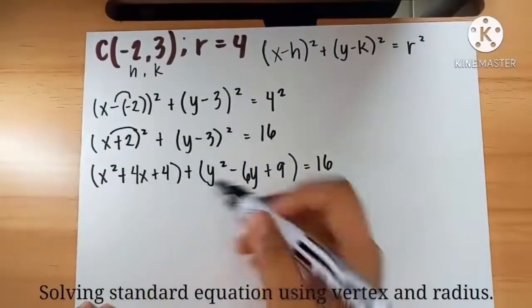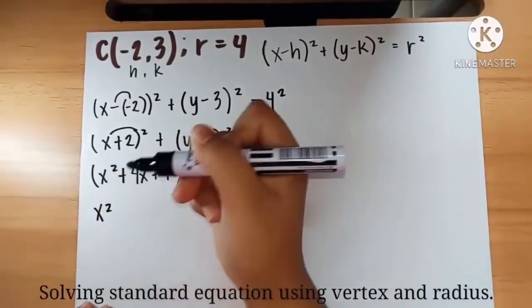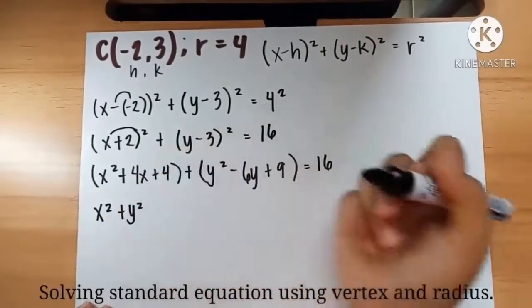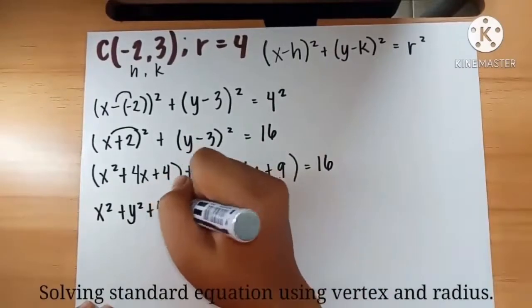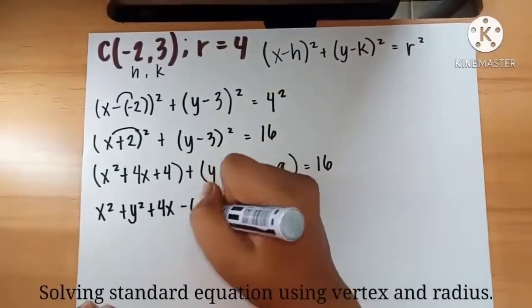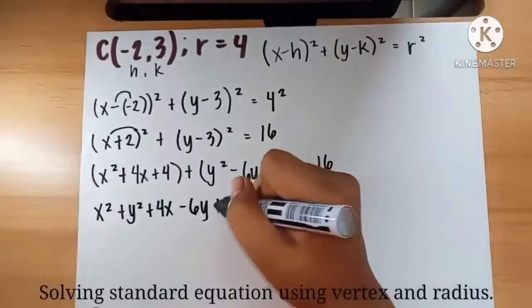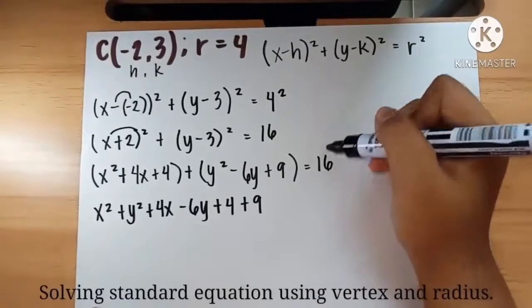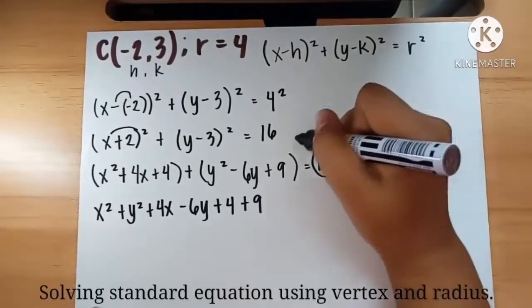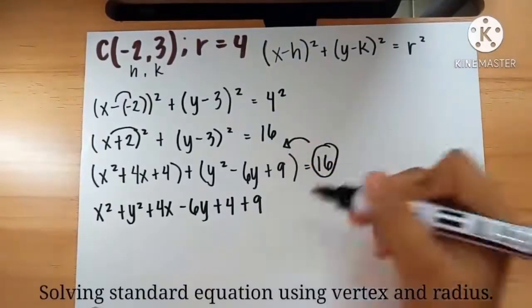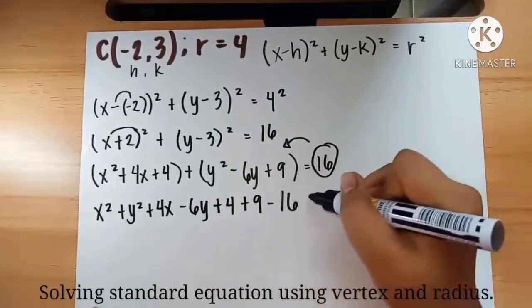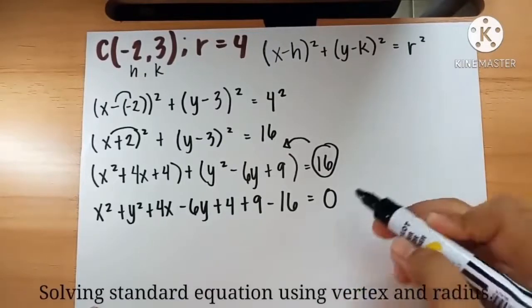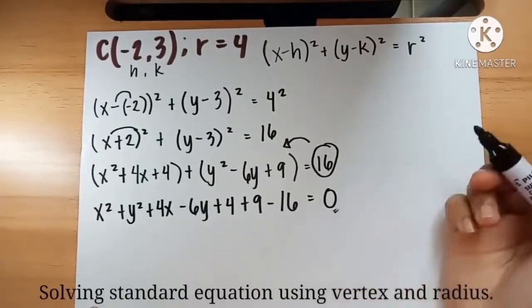Then kindly simplify it. x squared plus y squared plus 4x minus 6y plus 4 plus 9. Move this to the left side. It will become negative 16 equals 0. Remember, the general equation is always equal to 0.